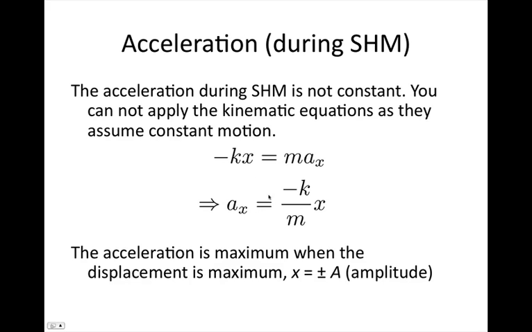So that tells us that the acceleration, in this case in the x direction, is equal to minus k on m times x. Now, the maximum displacement we can have in simple harmonic motion is called the amplitude. So the maximum acceleration will occur when x is equal to the amplitude, so when x is plus or minus A.